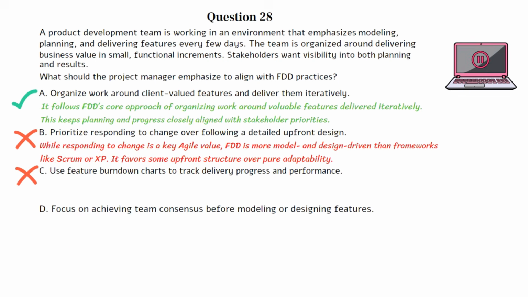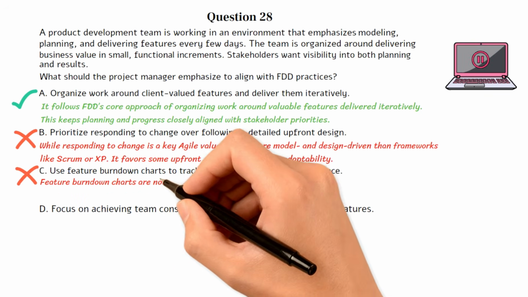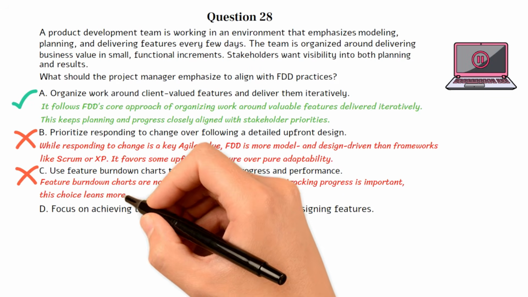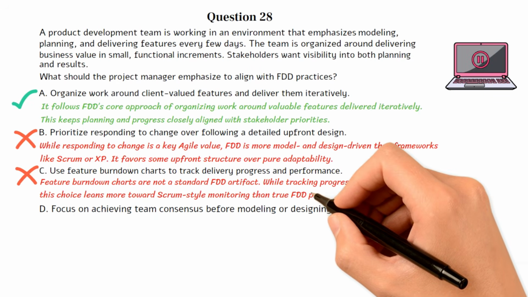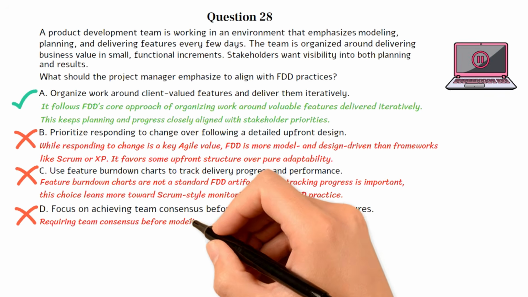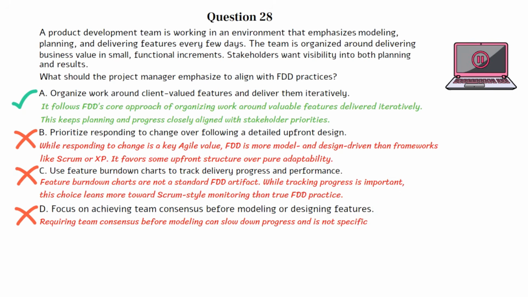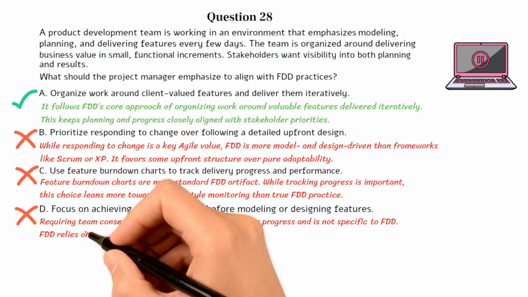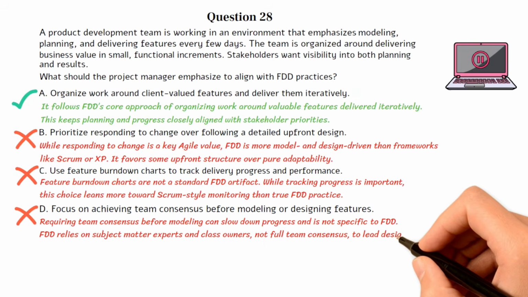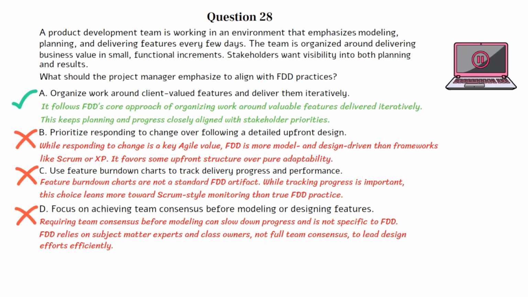Choice C is incorrect. Feature burndown charts are not a standard FDD artifact. While tracking progress is important, this choice leans more towards Scrum-style monitoring than true FDD practice. Choice D is incorrect. Requiring team consensus before modeling can slow down progress and is not specific to FDD. FDD relies on subject matter experts and class owners, not full team consensus, to lead design efforts efficiently. Let's move on to the next question if you're ready.